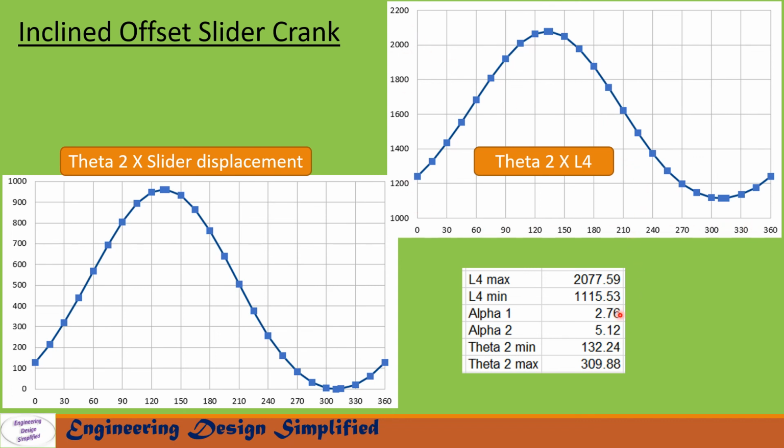In this graph, we plotted theta 2 versus L4, theta 2 along horizontal and L4 along vertical. So at 132.24 degrees, you can see here L4 is going to be maximum, and at 309.88 degrees L4 is going to be minimum.